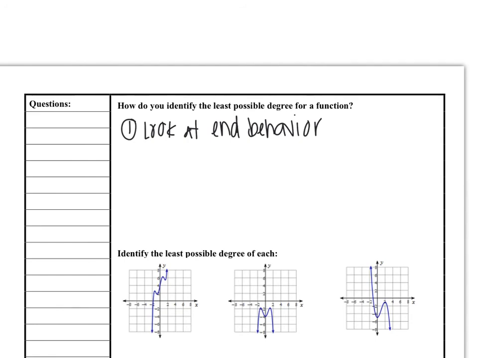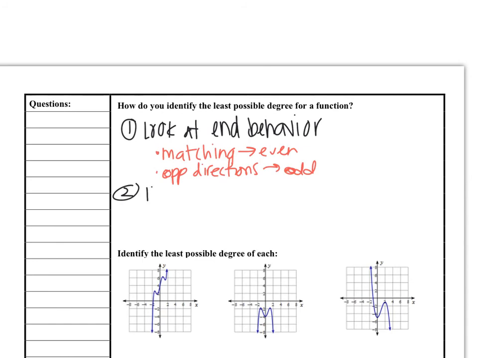And then for the end behavior, we want to see if the ends are matching, then of course it's even. And if the ends are in opposite directions, then it's odd. And then the second step is to look at the number of turning points, and add 1 degree.